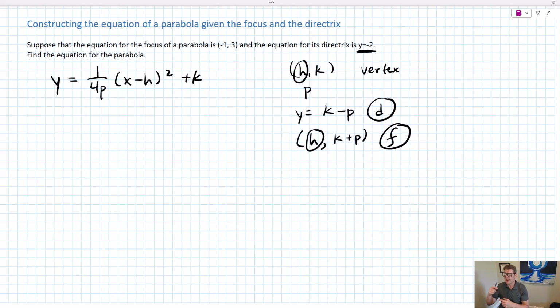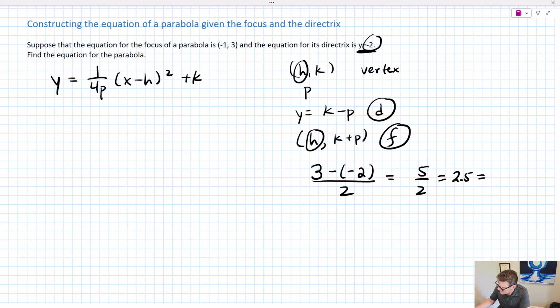So what I can do is find that midpoint on the y. I'm going to take my focus's y, 3, plus the value for my directrix, negative 2, and divide that by 2. So that's 5 over 2, that equals 2.5. That's halfway between the focus and the directrix, and that ends up equaling k. You can do some algebra with it, but it's easiest to just think about the fact that it's halfway between the two. So that gives me that my vertex is going to be (-1, 2.5).